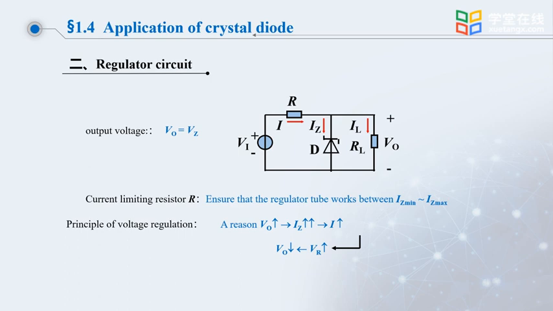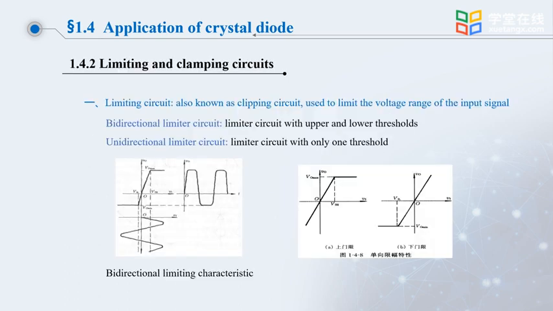Let's look at the limiter circuit. A limiting circuit is also called a clipping circuit, which limits the voltage range of the input signal. Limiting circuits are divided into bidirectional limiting circuits and unidirectional limiting circuits. A bidirectional limiting circuit has two thresholds, upper and lower. A unidirectional limiting circuit has one threshold. We analyze both bidirectional and unidirectional limiting characteristics.